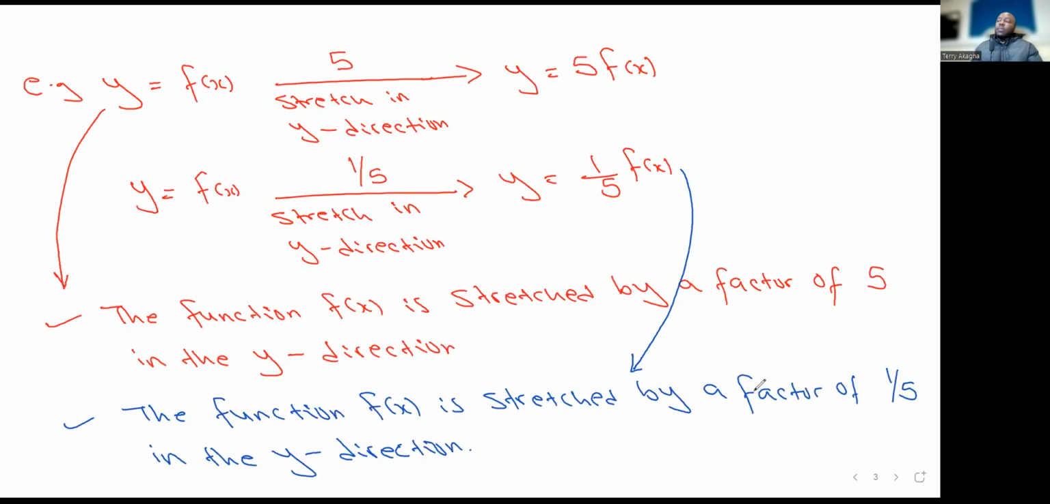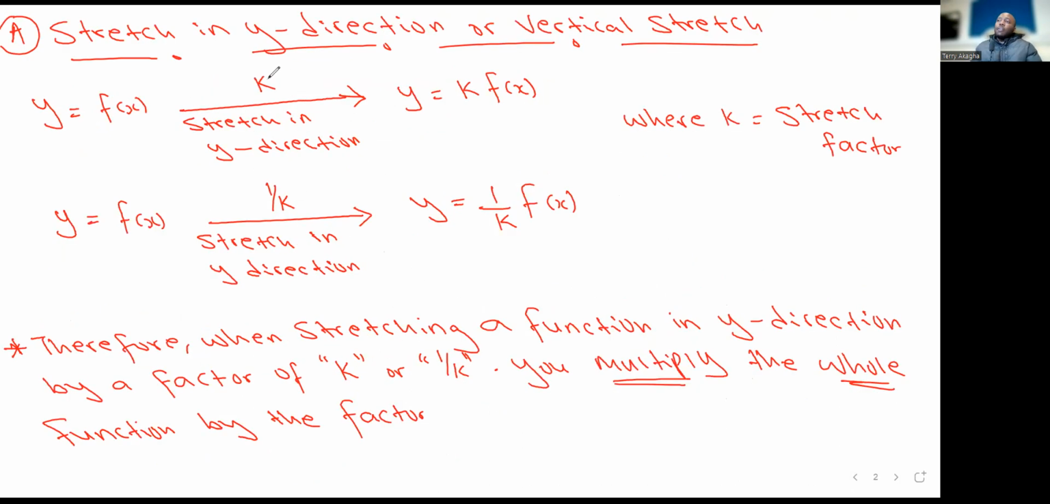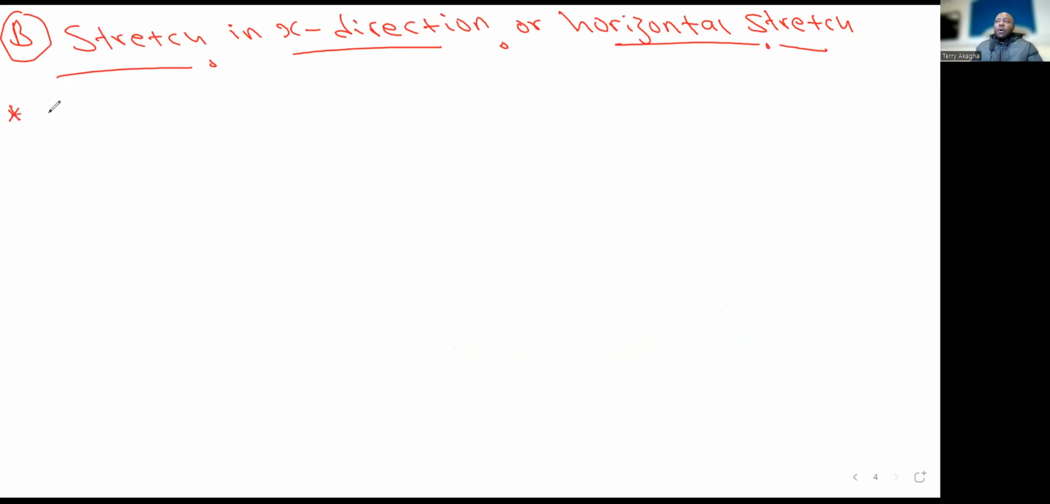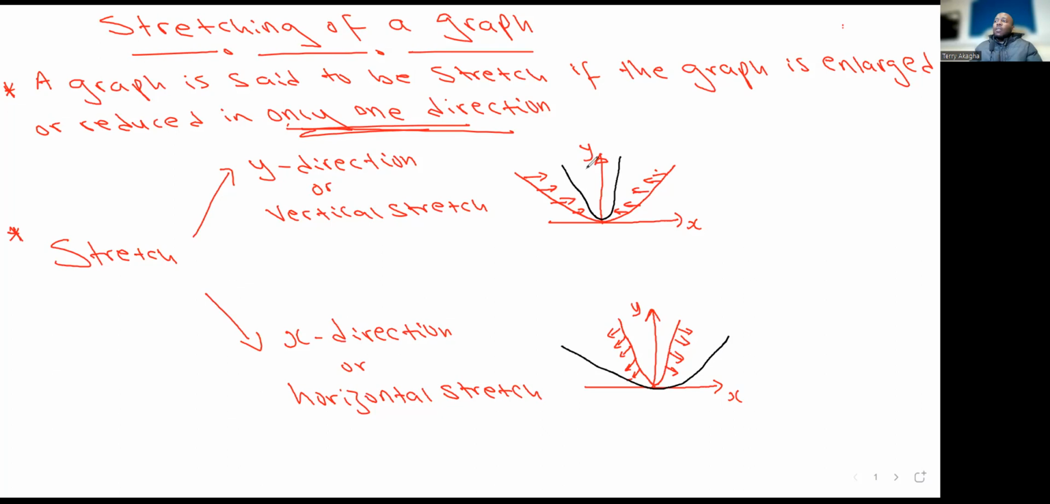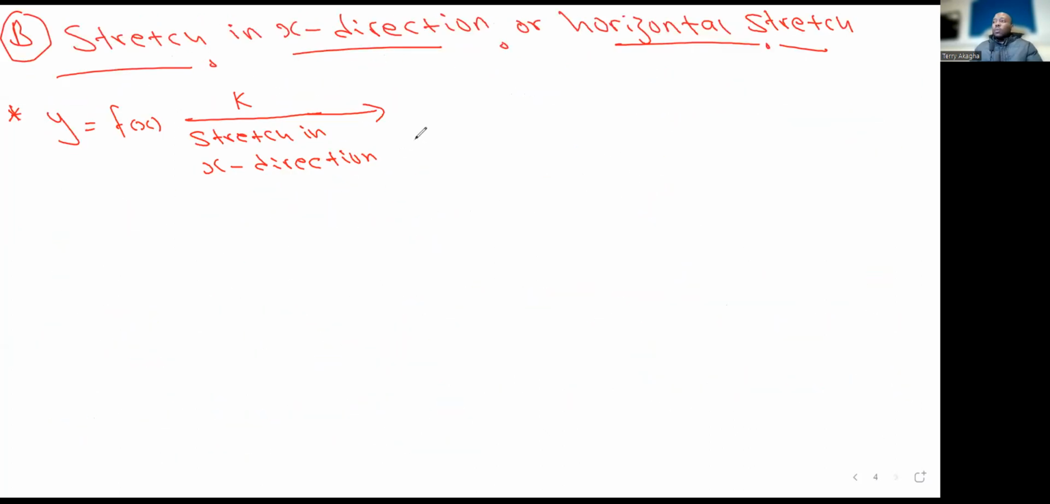Now, in this case, we talked about when it was stretching in the y direction by a factor of k, we said you multiply the whole function. But for the x direction it is a little bit different, just a bit. When you have y is equal to f of x, and you're stretching it by k in the x direction, the y will be equal to, instead of multiplying the entire function by k, you only divide the x by k. Are you seeing it? The difference between both of them: the first one, you multiplied the whole function by k; but in the x direction, you only divide the x by k.